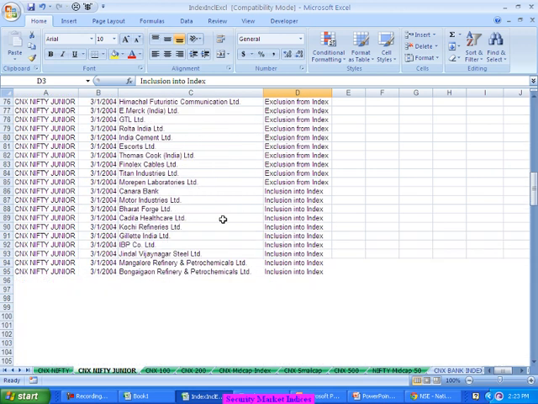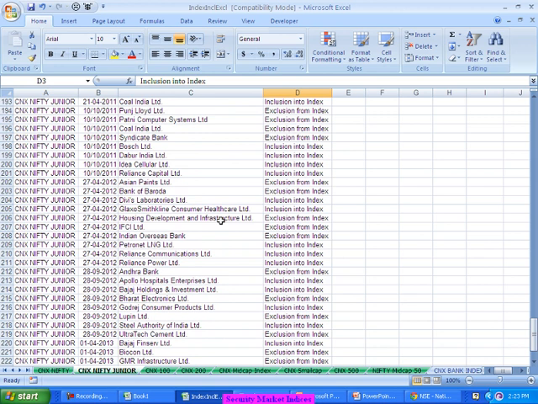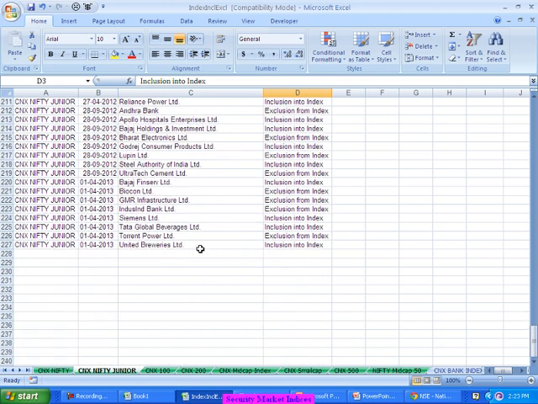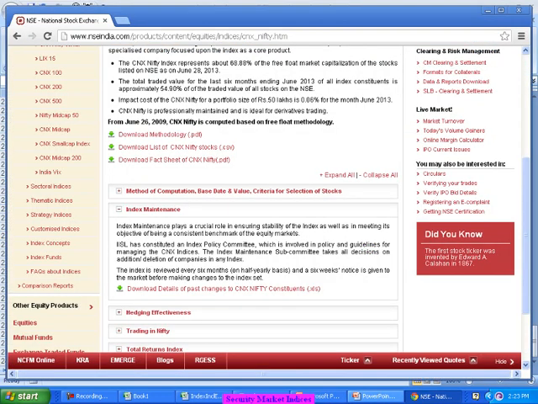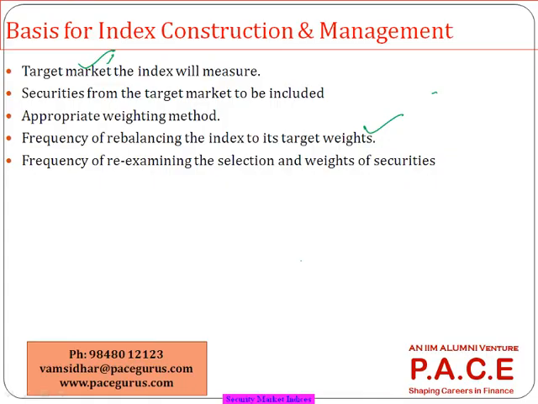This is very old. Probably the latest is here. So what they are saying is, they have included United Breweries, but they have removed Torrent Power. Like that, you could see some of them moving out, some of them moving in at regular intervals of time. That is one more thing that has to be clear as a part of rebalancing the strategy and re-examining the selection as well as the weights. Rebalancing is changing the weightages, and re-examining is removing as well as re-adding some other companies to the portfolio or to the list.